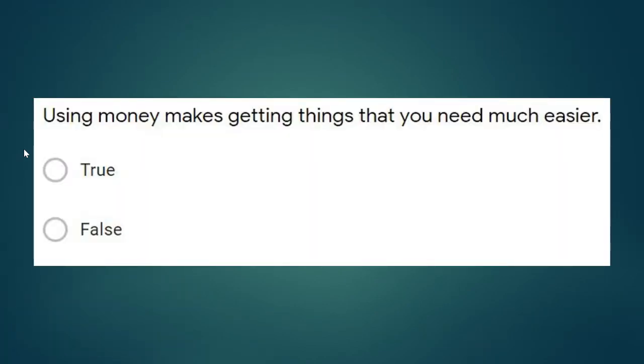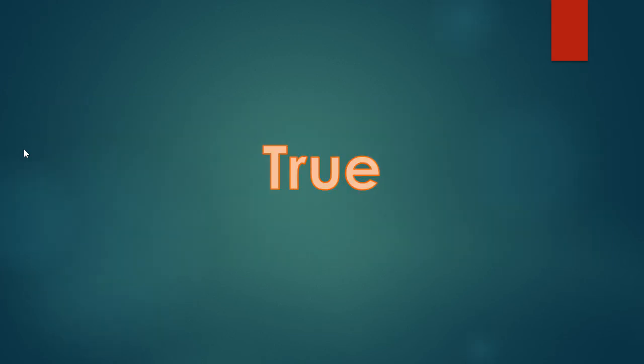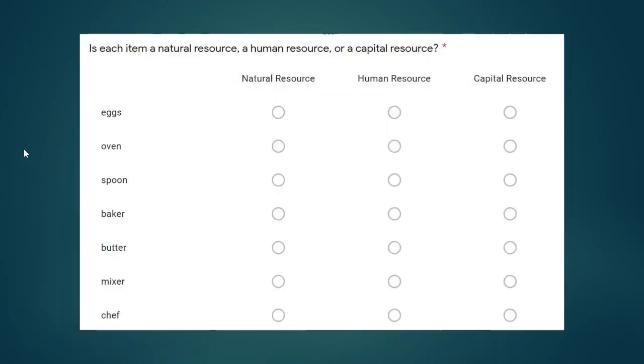Using money makes getting things you need much easier. That is true. Remember we talked about the example of the farmer, if they wanted shoes, but they sold corn and the shoemaker doesn't want corn, they want potatoes. The whole process of having to go about trading and bartering. So money makes it easier.